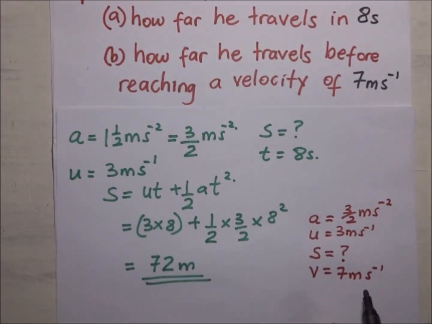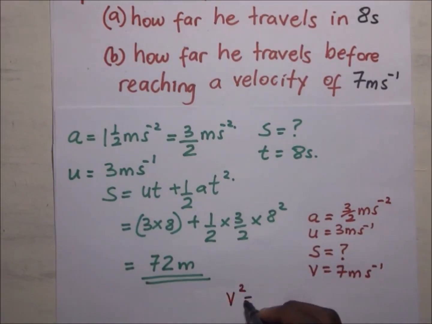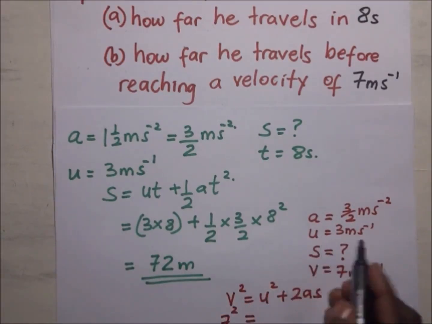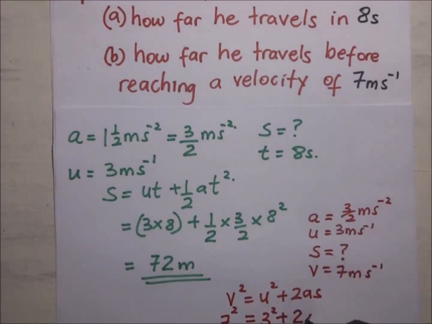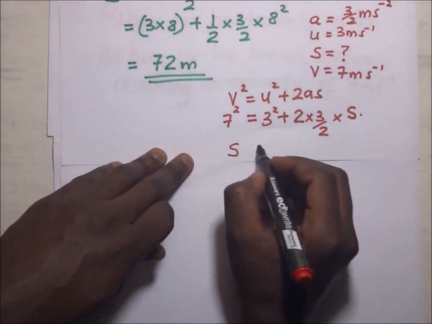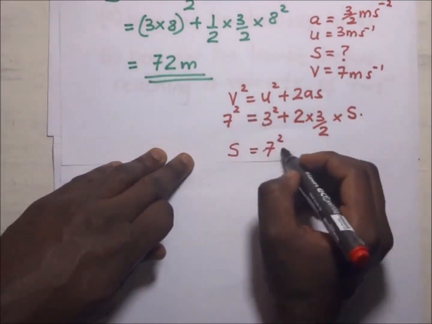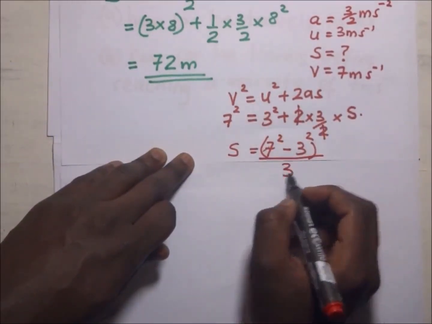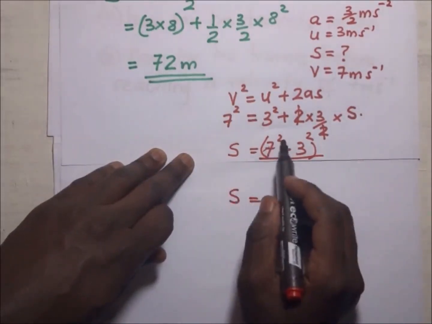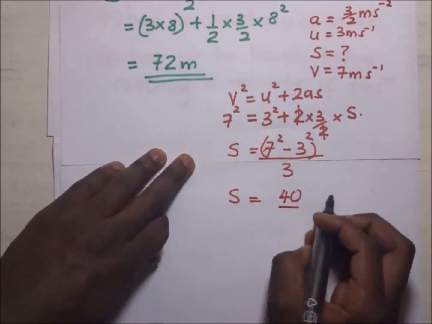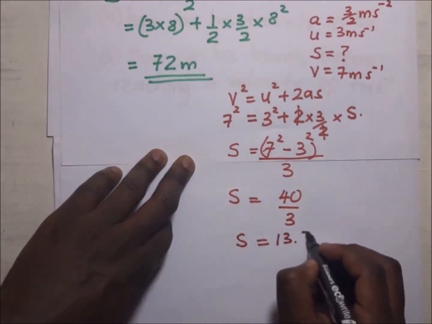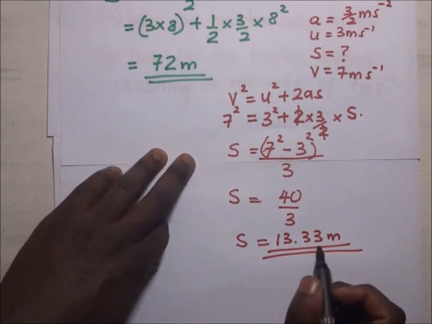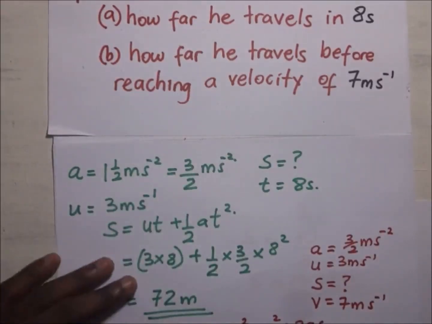So here, to get our value of s, we shall use v squared is equal to u squared plus 2as. That's going to be our final velocity, 7 squared, equals initial velocity 3 squared, plus 2 times the acceleration, 3 over 2, times the value of s we are looking for. So making s the subject of the formula, s is going to become 7 squared minus 3 squared, this 2 cancels with that 2, so all this is divided by 3. Our value of s becomes 40 divided by 3, because this is 49 minus 3 squared, which is 9. And so our value of s is 13.33 meters. This is the distance he travels before reaching the velocity of 7 meters per second.